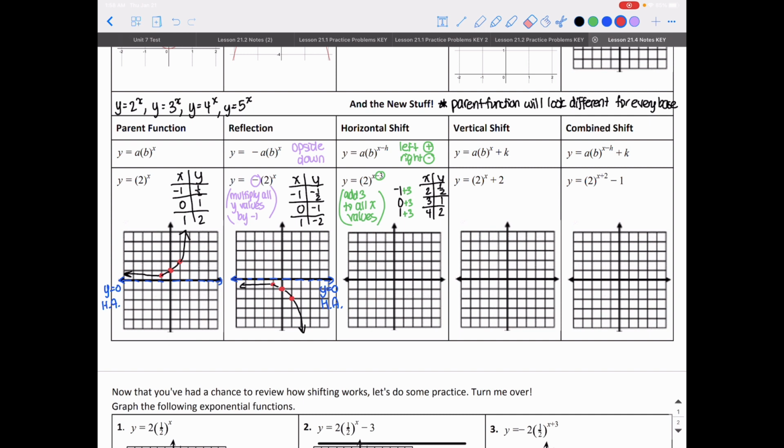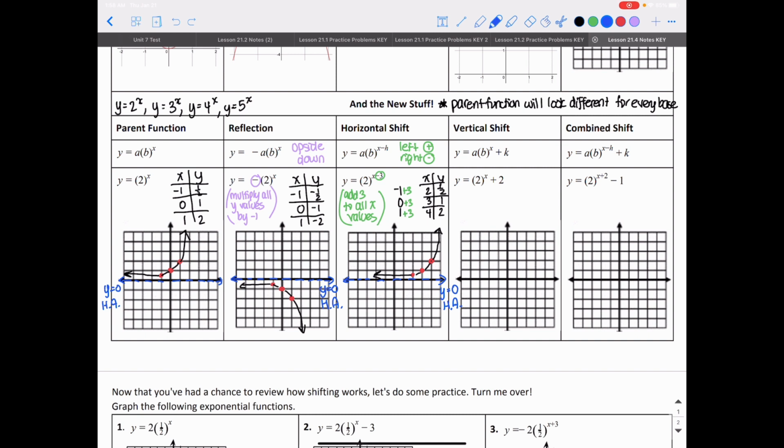And these are going to be the points that I plot. So (2, 1/2), (3, 1), and (4, 2). And then I'm going to connect these and make sure I don't touch the x-axis, which is my horizontal asymptote. And that's what my graph looks like. All I did was I took these points and I moved them to the right 3.